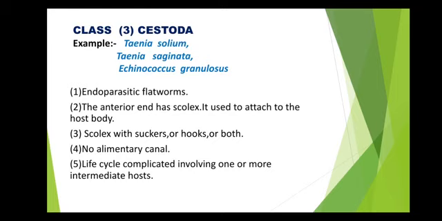Point number 4, no alimentary canal, no sense organs. Point number 5, each mature segment or proglottid monoecious with male and female organs. Point number 6, life cycle complicated involving one or more intermediate hosts, embryos with hooks.